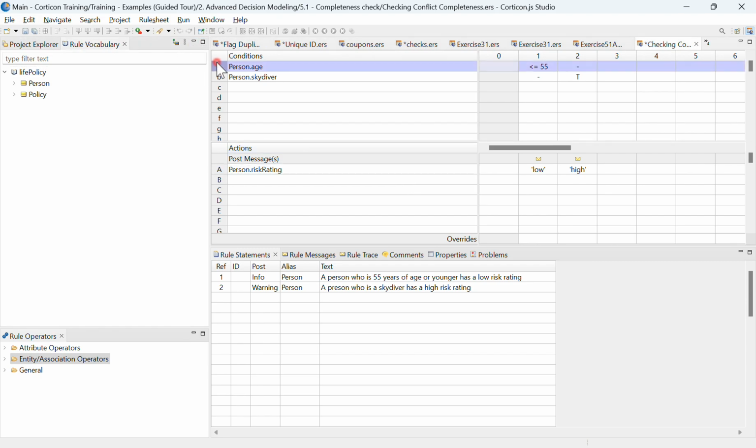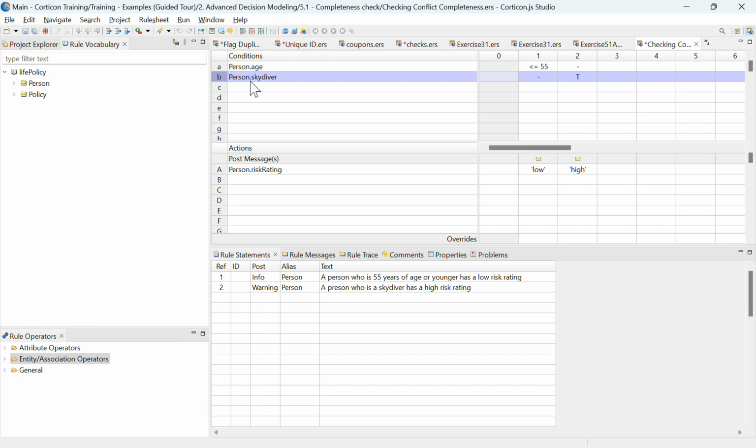So let's say we have a couple different variables, such as the person's age and whether or not they are a skydiver. And depending on what the value for these two different attributes are, I might assign them to be a low risk or high risk individual that I'm evaluating for this policy.